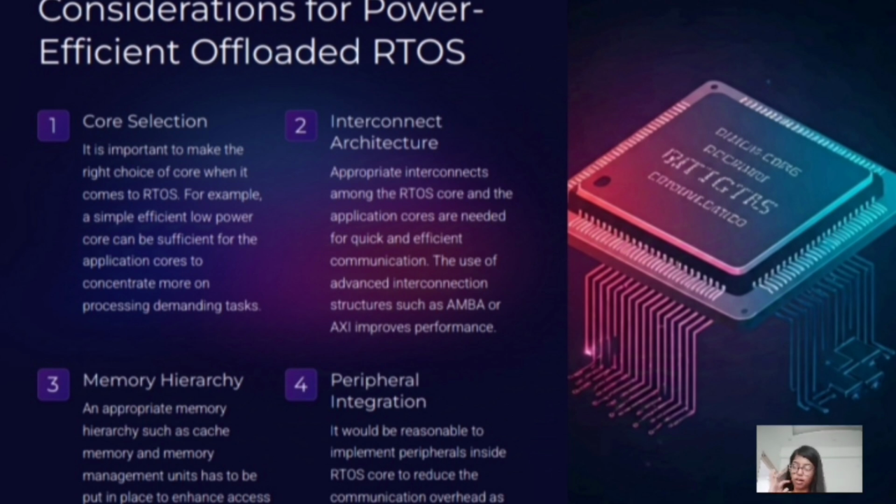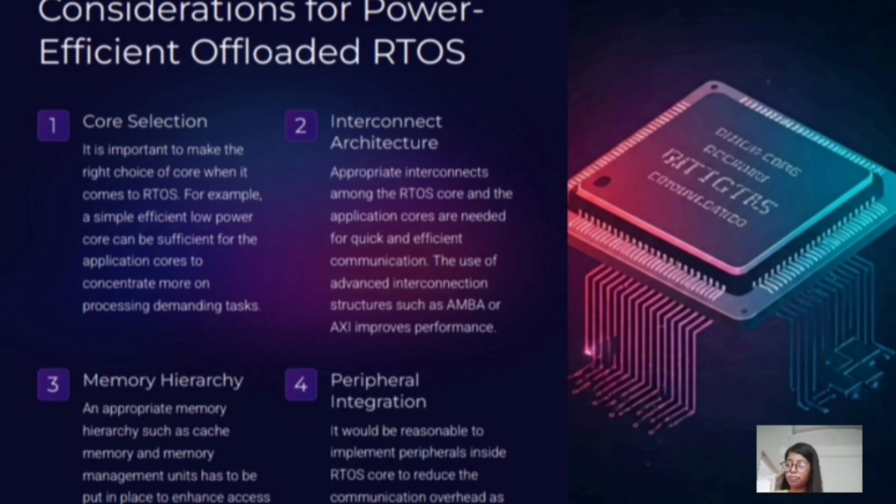demanding tasks. And the next thing we have to consider is interconnect architecture. Appropriate interconnects between the RTOS core and the application core are needed for quick and efficient communication. The use of advanced interconnection structures such as AMBA or AXI improves performance. So this is the next consideration.